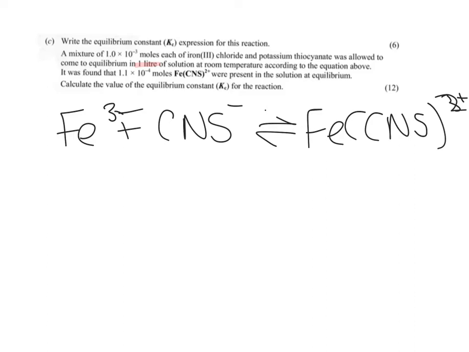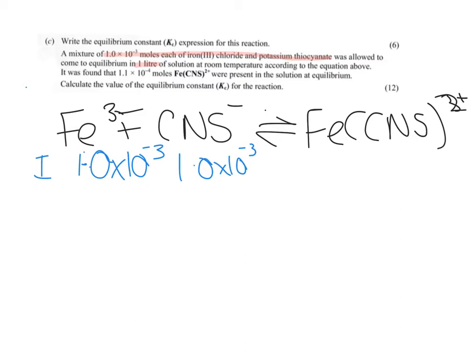So again, we're going to write down what we know. So initially, I can see that I have 1.0 by 10 to the minus 3 moles of my iron. And I also have 1.0 by 10 to the minus 3 moles of CNS. How do I know that? Because the first line of my question tells me. It says 1.0 by 10 to the minus 3 each of iron chloride and potassium thiocyanate were allowed to react.